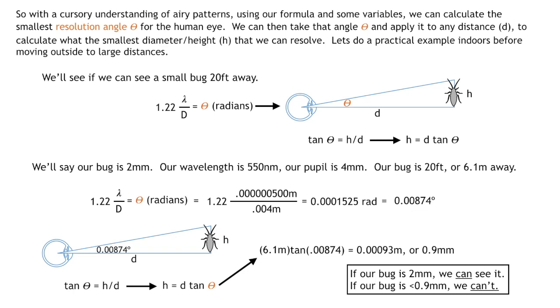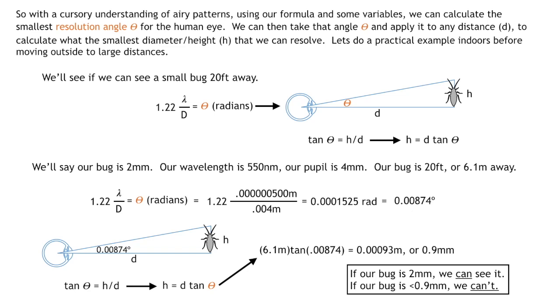So we'll first get our theta angle at which it meets Rayleigh's criterion of 50% overlap, and so 1.22 times the wavelength divided by the aperture diameter gives us our theta. And then once we have theta, we can use it to calculate the height of the object at a distance d that we can resolve.